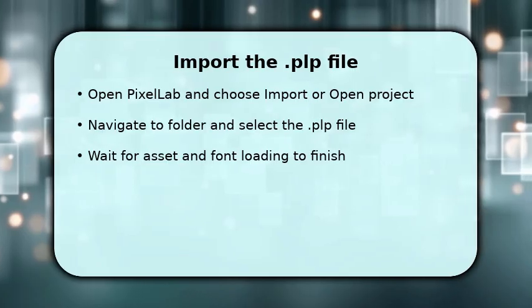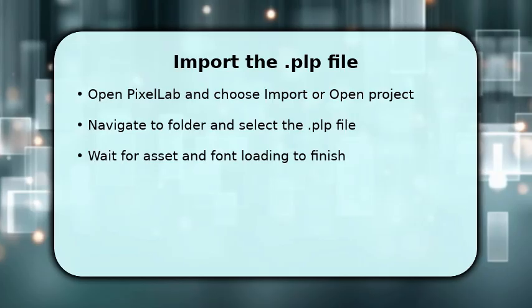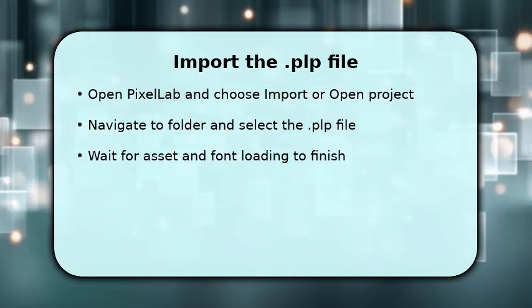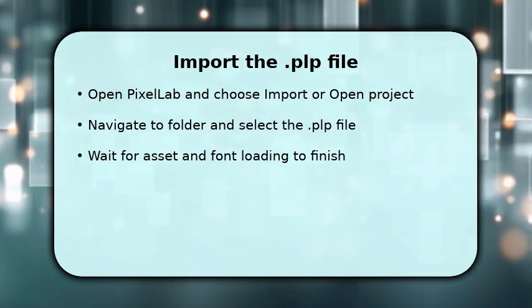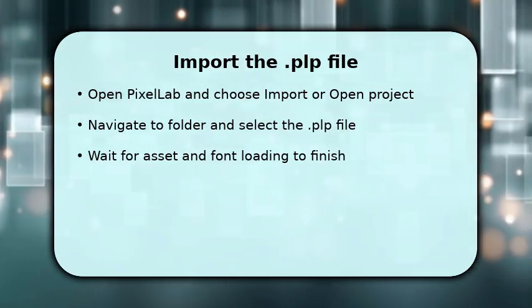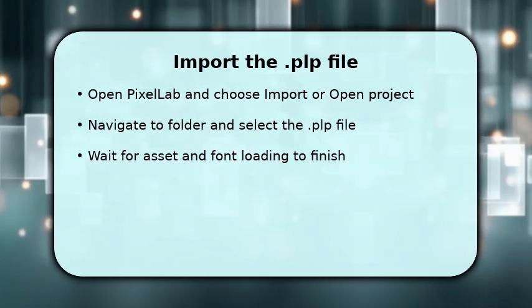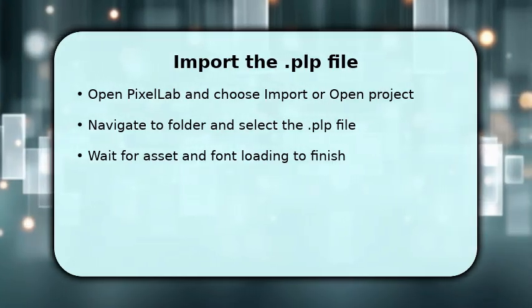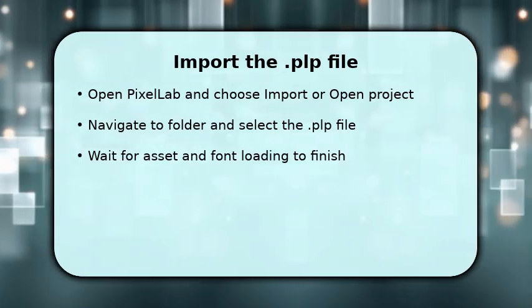You now import the PLP directly inside Pixellab. Tap Menu, pick Import or Open Project, and navigate to Downloads where you place the file. Once you select it, Pixellab reads assets and fonts. Make sure to stay on screen until loading completes to avoid corrupt imports. If the project references missing fonts, Pixellab will prompt you. Install or substitute them. This ensures layers, effects, and placements load exactly as intended, preventing layout drift later.